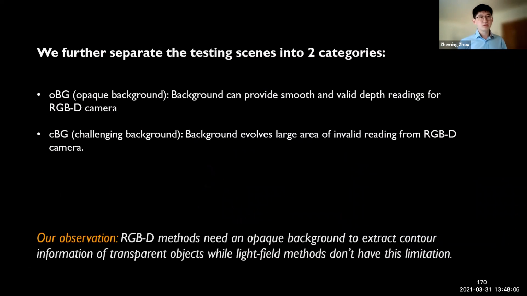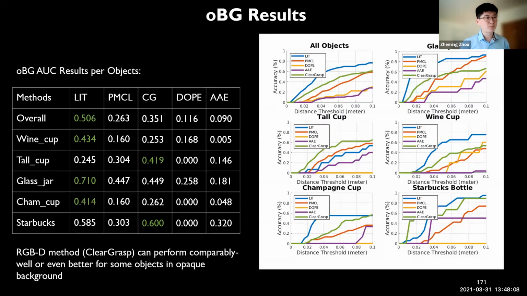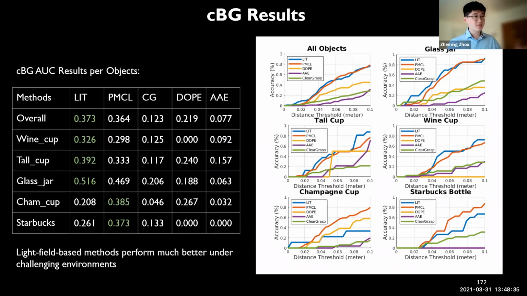First, let's take a look at the opaque background results. We use the same evaluation metric, area under the curve, to evaluate all 5 methods. We can see that under opaque background, LIT still performs best, but ClearGrasp, one of the RGBD methods, can perform comparably well or even better for some objects. Things become more interesting if we look at the challenging background scenes, where we can see the benefit of using the light field camera.